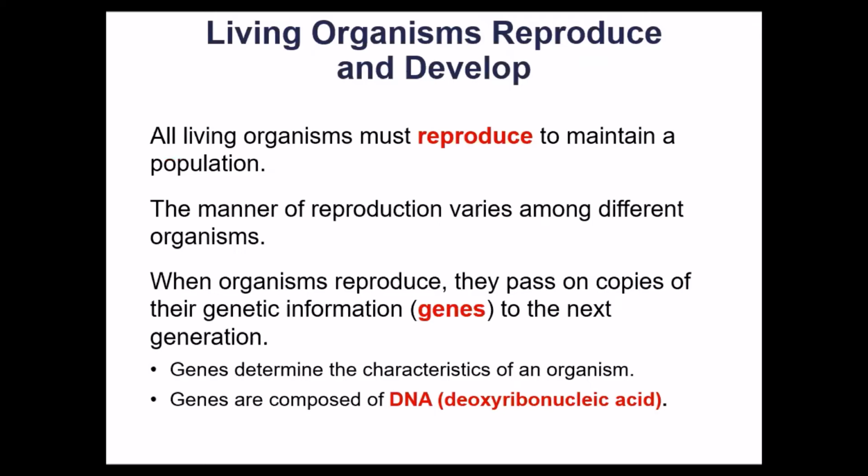All living organisms must be able to reproduce and develop. That sounds like common sense, and it really is, because what's going to happen if organisms are not able to, or for whatever reason don't successfully reproduce and pass on their traits or genes to the next generation? Eventually their population is going to be endangered, or perhaps even go extinct. And so living organisms must be able to reproduce in a manner that allows copies of their genetic information or genes to pass on to the next generation.